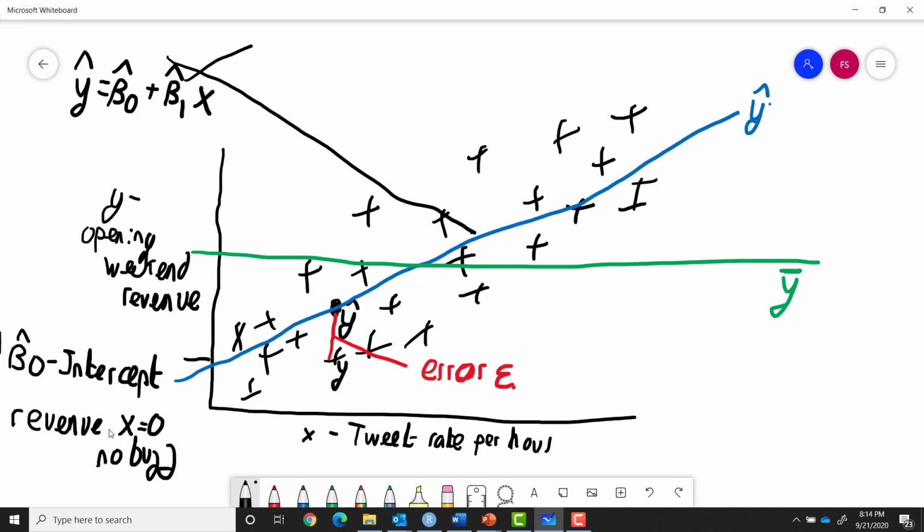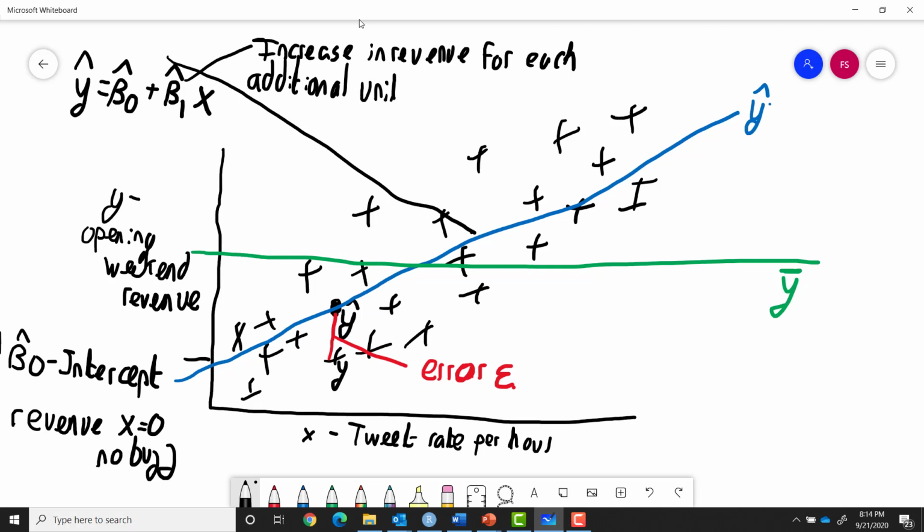And beta hat 1 is the increase in revenue for each additional unit of X. In this case, tweet rate per hour. So if tweet rate per hour goes up by 1, then the revenue is going to go up by this value of beta hat 1.